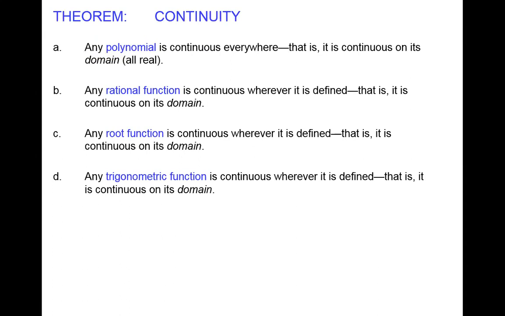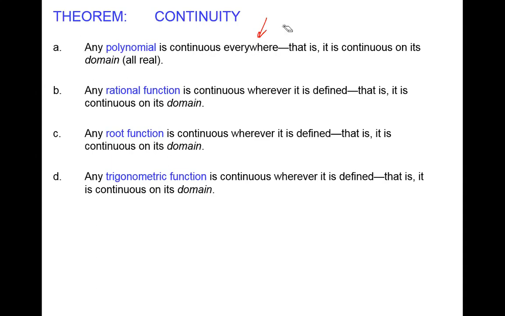Another property, another theorem. We do have a few types of functions. For example, the easiest one is polynomial. That means polynomial is a nice and smooth curve. Always continuous and everywhere. That's what we can say. We can say the polynomial functions are continuous on the domain. And since the domain is all real numbers, it's simply everywhere.